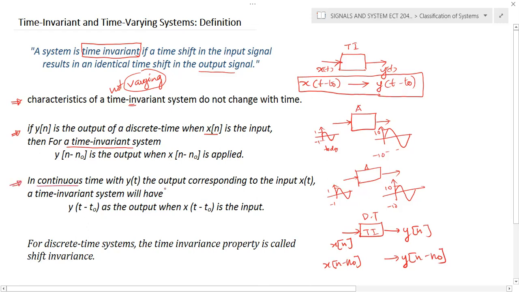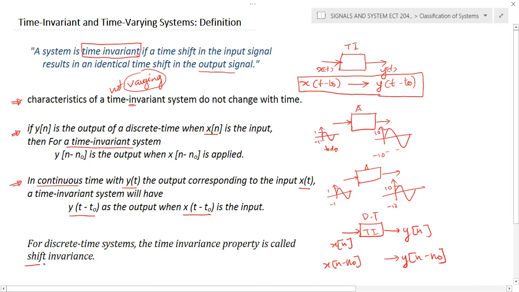So if the input is x of t and the corresponding output is y of t, and for this particular system, for the input x of t minus t0, it will produce an output y of t minus t0. And one more thing, the definition of time invariance is slightly different in the case of discrete time system. In some textbooks, you can see that instead of time invariance, they will indicate shift invariance.